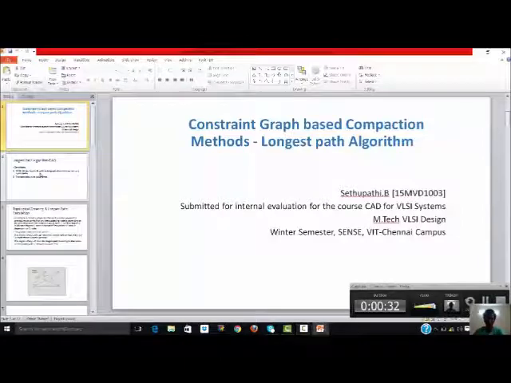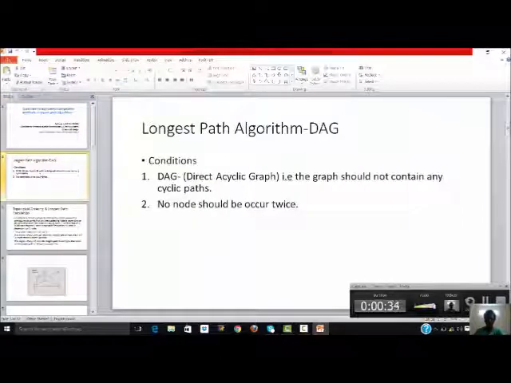There are basically two conditions for implementing the longest path algorithm. The first condition is that the graph must be a DAG, which is a directed acyclic graph. The graph should not contain any cycles, and no node should be repeated more than once. So these two are the basic conditions under which we can apply the longest path algorithm.